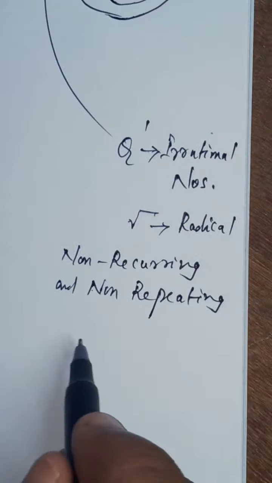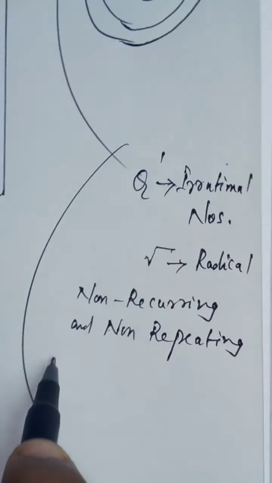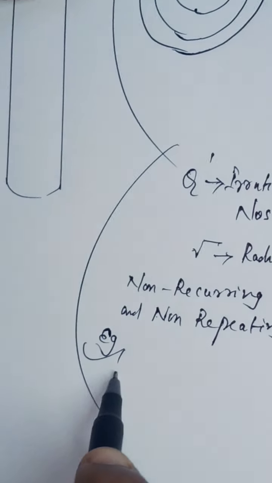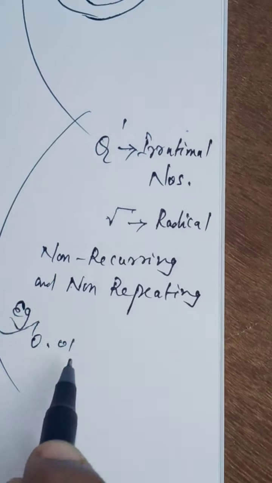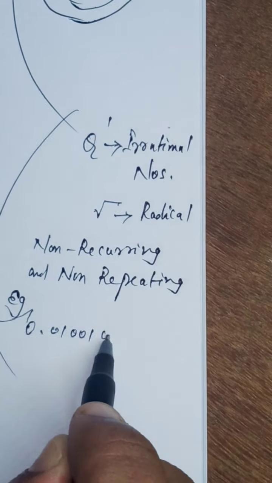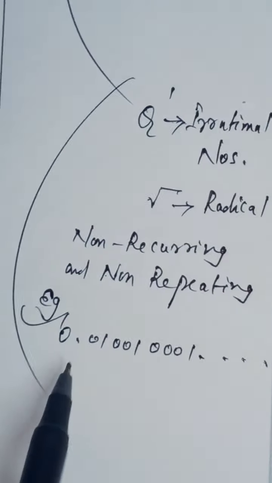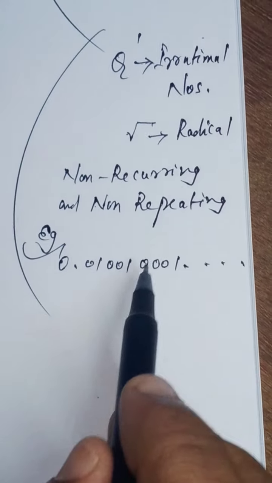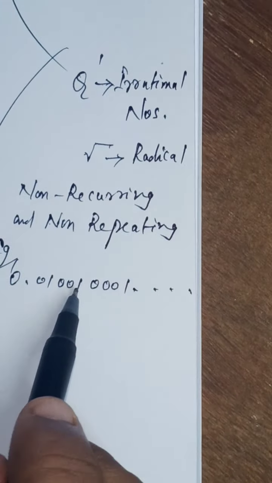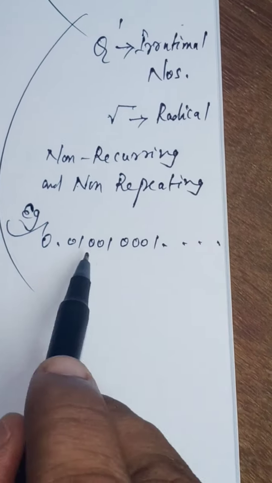I can give an example for an irrational number: 0.01 001 0001. Look at that, it is going on. Nothing is repeating, no block at all. 01, then 001, then 0001. So it is an example for an irrational number.